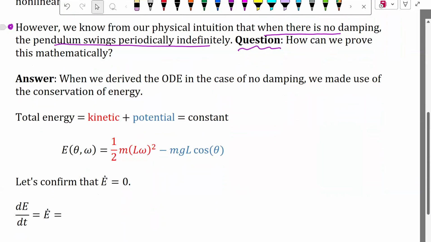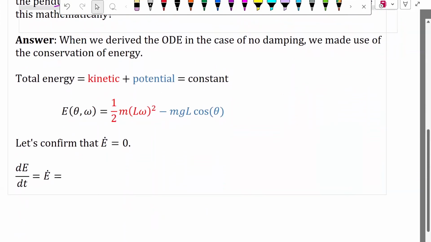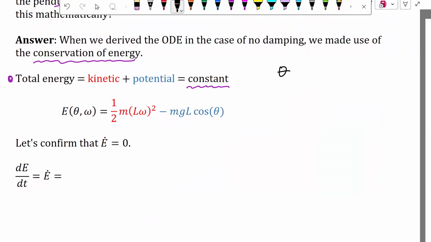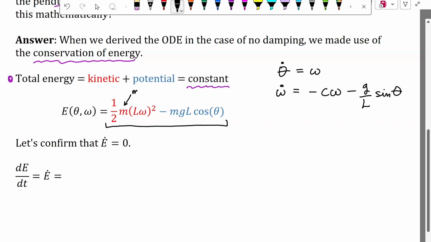When we derived the ordinary differential equation in the case of no damping, we made use of conservation of energy. Remember, total energy is kinetic energy plus potential energy, and in this case, conservation of energy means this is going to be constant. Now, for the sake of having our differential equations to reference, I will write them down here. Our energy function, a function of angular position and angular velocity, was derived in lecture 14, where m is the mass and capital L is the length of the pendulum.